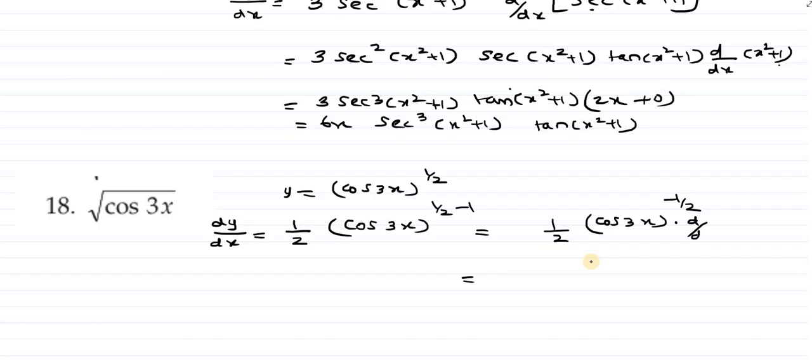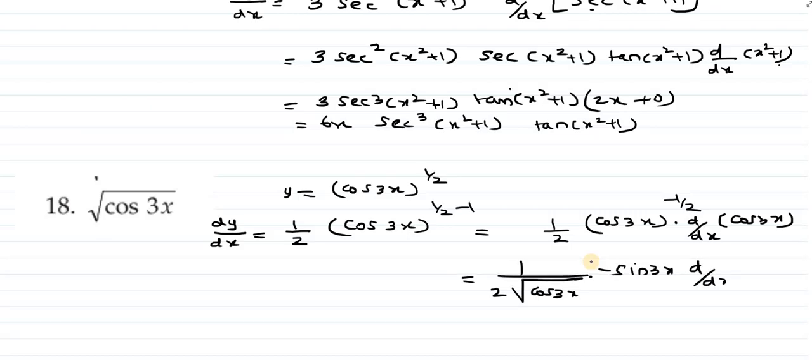Now, again, we have to differentiate the function. So what will it be? Cos 3x. So here 1 by 2 under root cos 3x. Differentiation of cos 3x is what? It is minus sin 3x, and then you have to differentiate 3x, which will give me minus 3 sin 3x divided by 2 root cos 3x.